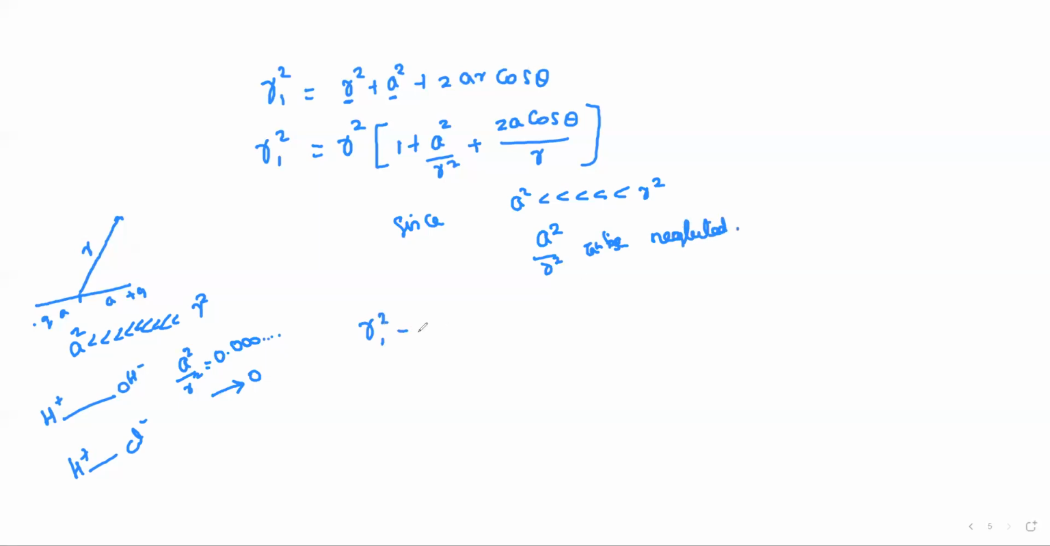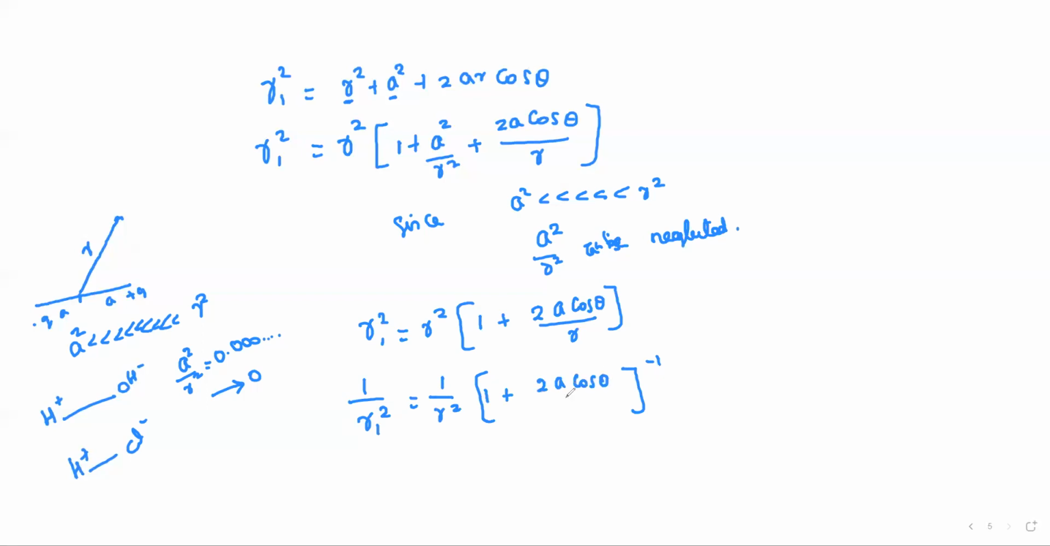So r1 square is equal to r square times 1 plus 2a cos theta by r. Now inverse this, because I want to find 1 by r1. So if I inverse this, I need to inverse this r square, and I can put -1 here: 1 plus 2a cos theta by r, whole to the power of -1. Am I correct?